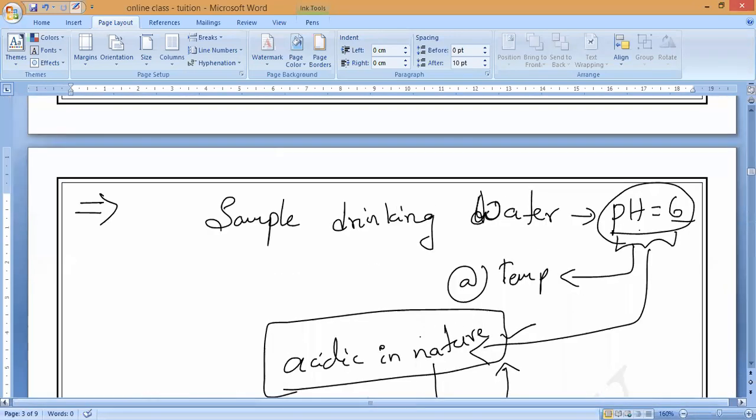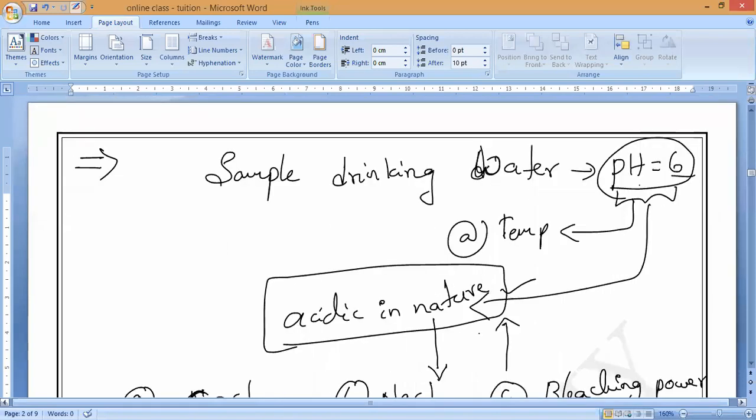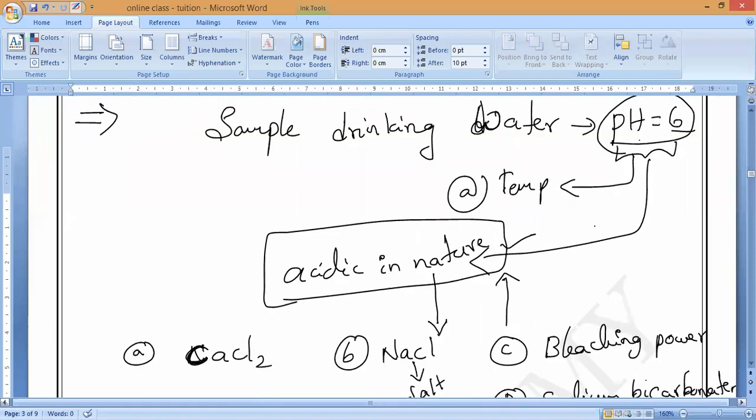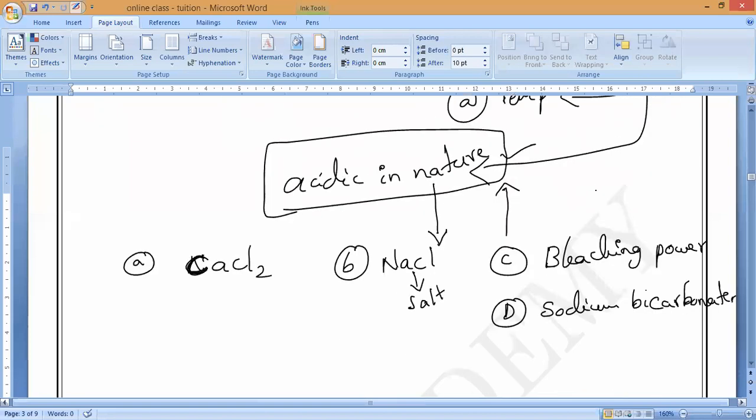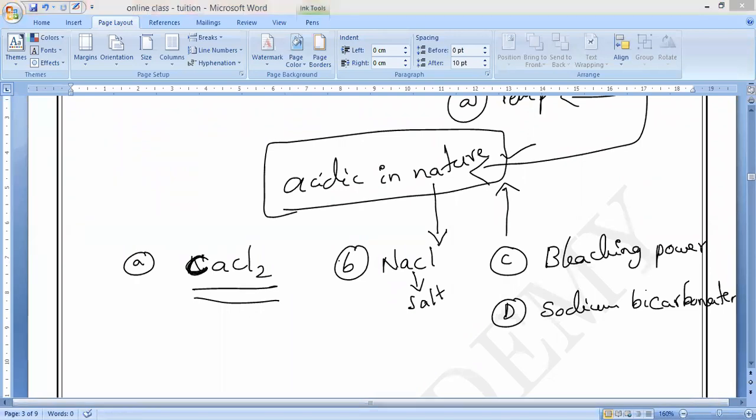No, here they are not asking you to increase the pH. They are saying your drinking water pH value becomes 6. So what might have been mixed with it? That is what I want. Can you say, please? Anybody? So CaCl2. Sir, option A. Who is saying? Karthikeyan. Why? How can you say? Sir, it is neutralized, sir. Wrong. How? Any other?